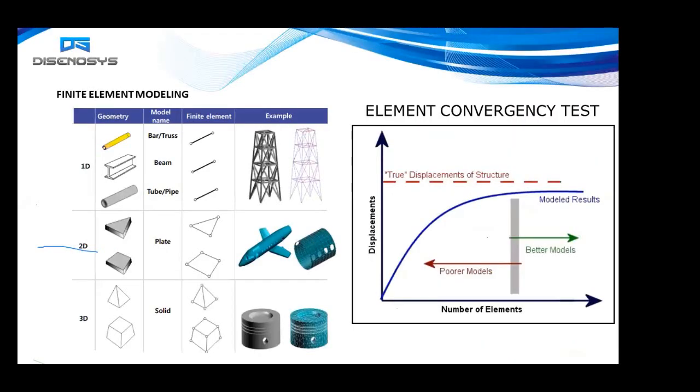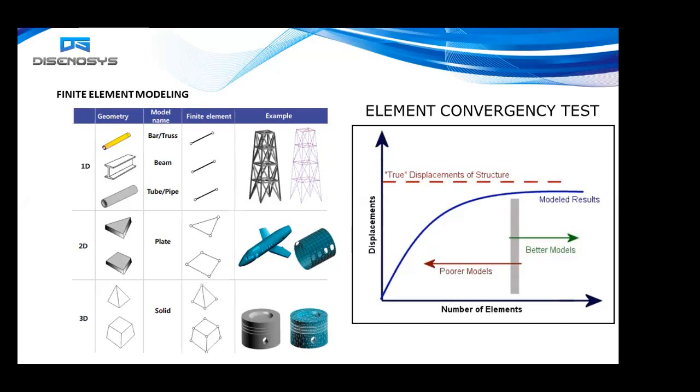So first, I just want to explain about what are the different types of elements available in the FEA. So you can see that 1D elements, 2D elements, and 3D elements. So in the, for example of 1D elements, you can model bars, truss, beams, tubes. So if your application depends on beams, pipes, you can model it in the 1D elements itself.